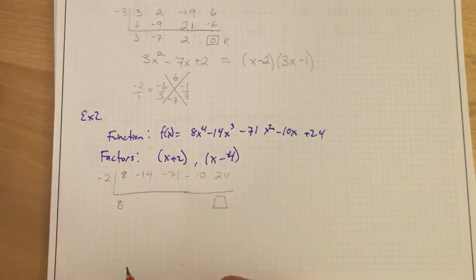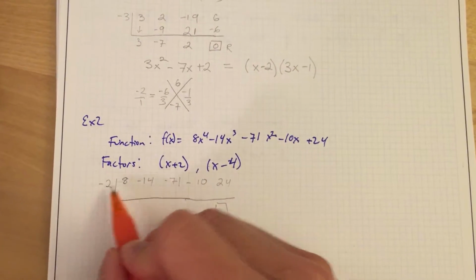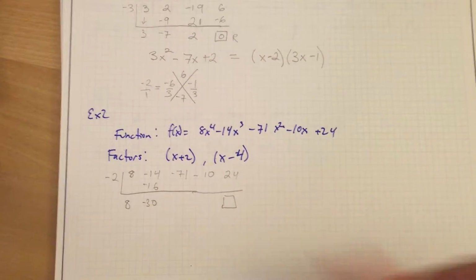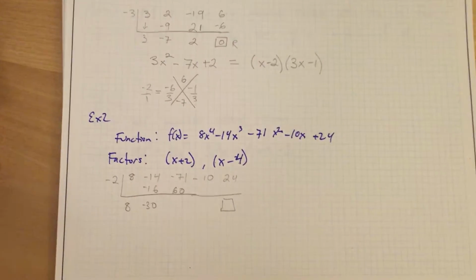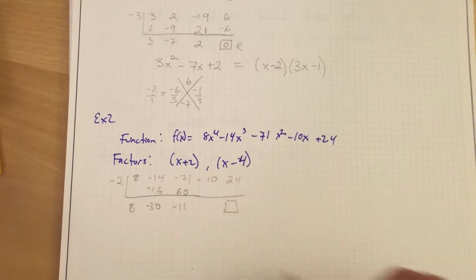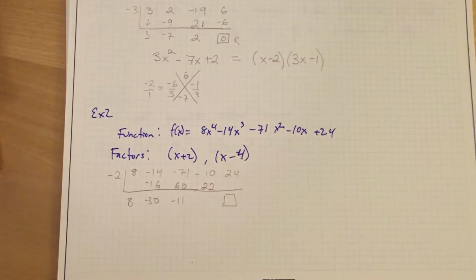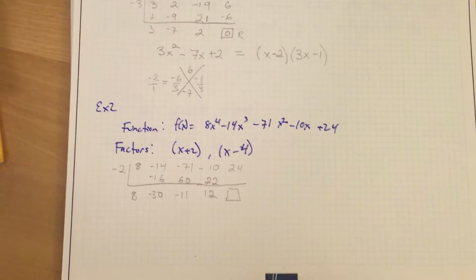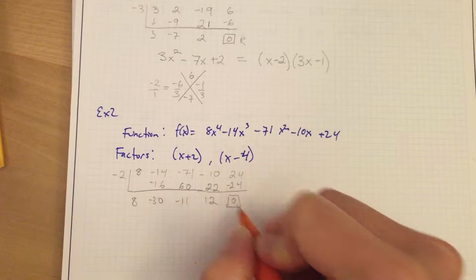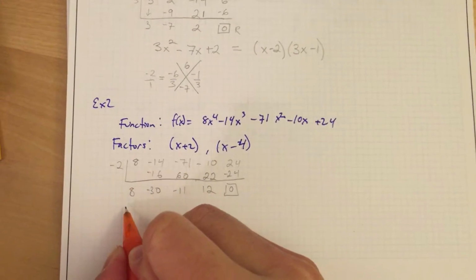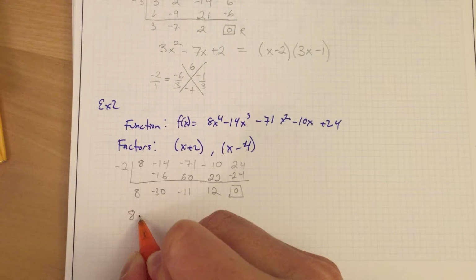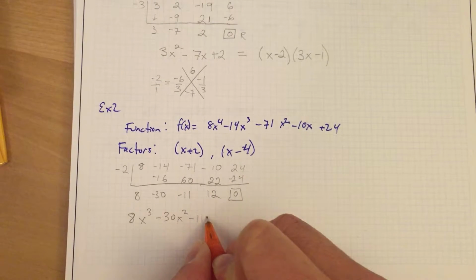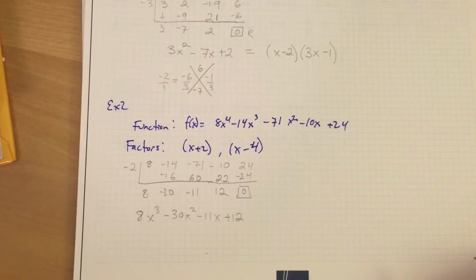So bring down the 8, multiply 8 by negative 2, so I get negative 16. Add those two numbers together. Negative 30, multiply those two numbers together. 60, add these two, I got negative 11. That will be 22. 22 and a negative 10 should be 12. And negative 24. Got a remainder of 0. Okay, so this new polynomial will be 8x cubed minus 30x squared minus 11x plus 12. And then we're going to do the process all over again.